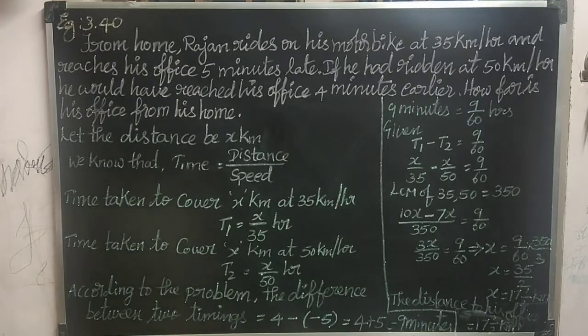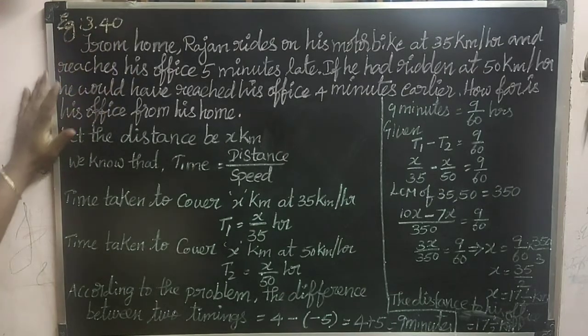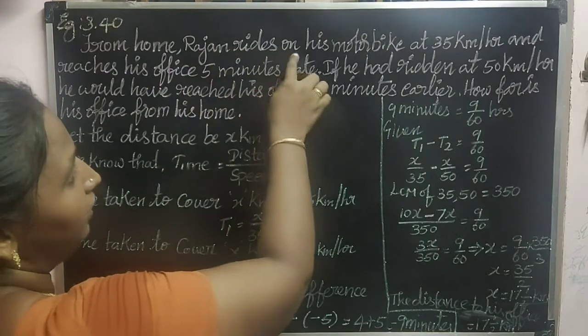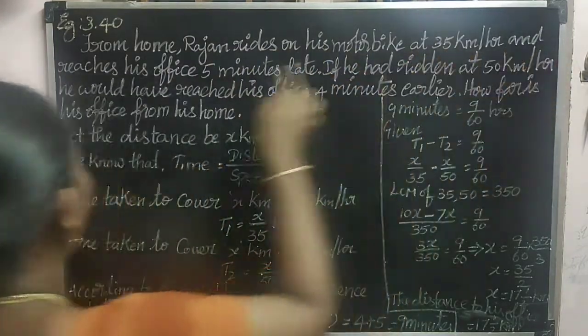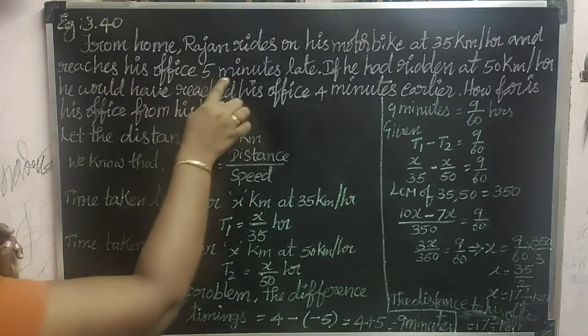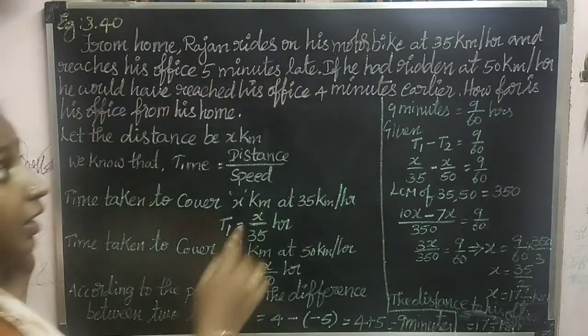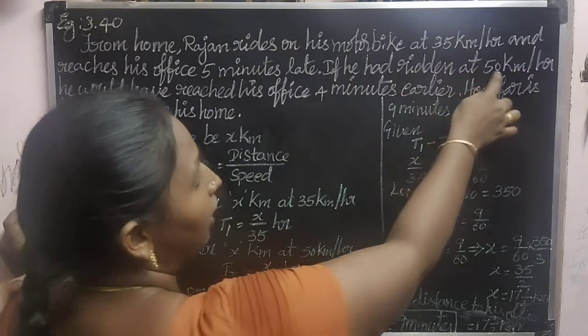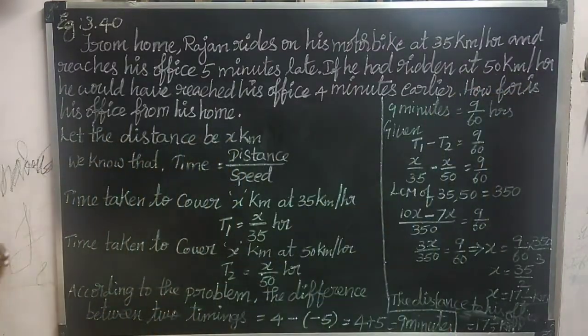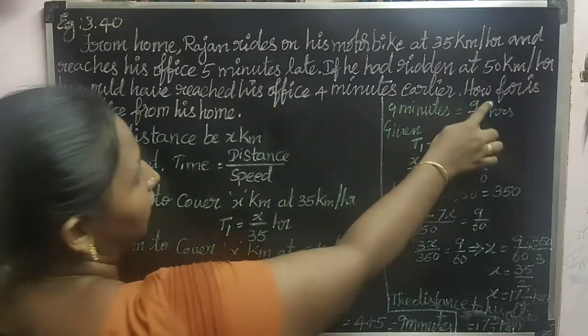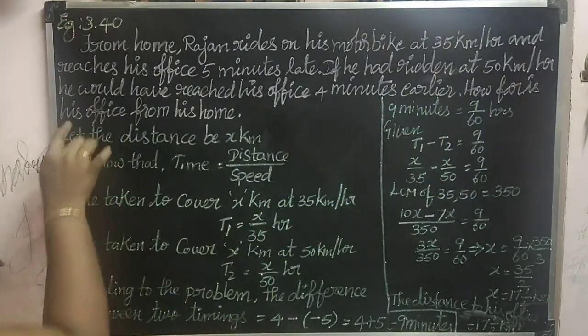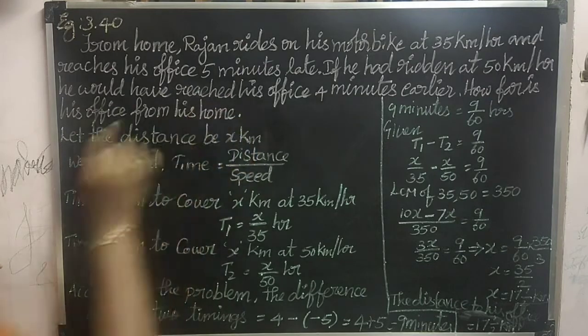So next, example 3.40. From home, Rajan rides on his motorbike at 35 km per hour and reaches his office 5 minutes late. If he had ridden at 50 km per hour, he would have reached his office 4 minutes earlier. How far is his office from his home?